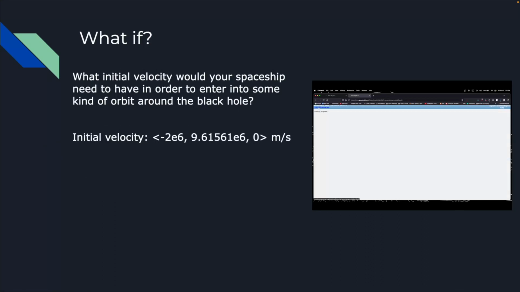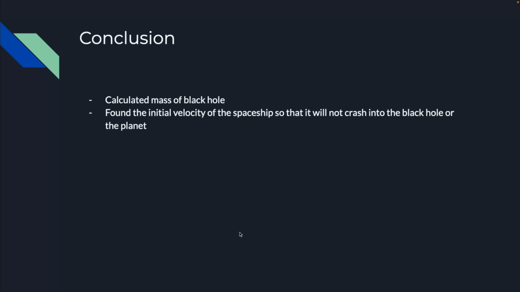So for what initial velocity would you need for the spaceship to enter into an orbit? This is the value that I found for it to be in orbit and not crash into the planet or the black hole. Okay, so in conclusion, in this lab, we calculated the mass of the black hole and found the initial velocity of the spaceship so that it will not crash into the black hole or the planet.